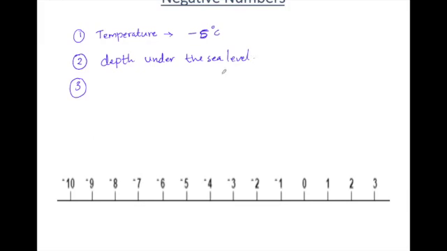We also use this to represent the floor level under the ground. In a building or in an apartment, we can see the basement, sometimes used for parking. The ground level is considered as 0, and the basements, as we go down, are considered -1, -2, and so on. The third situation where we use negative numbers is when you borrow money.